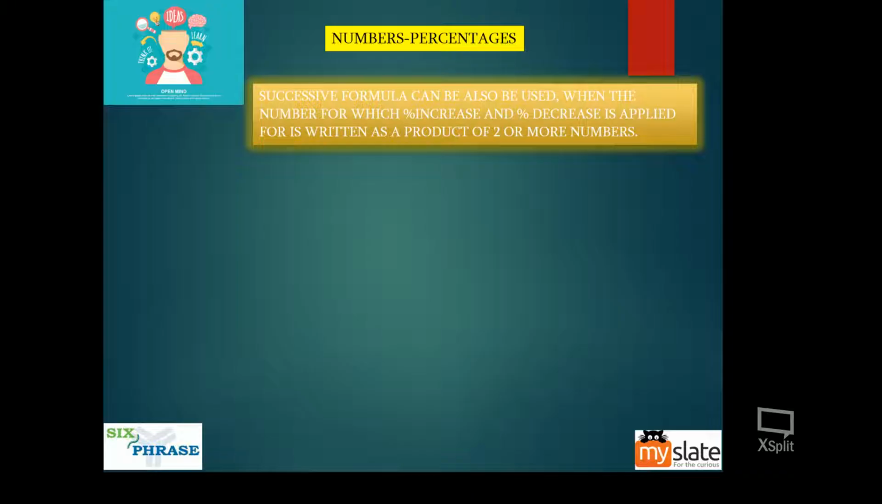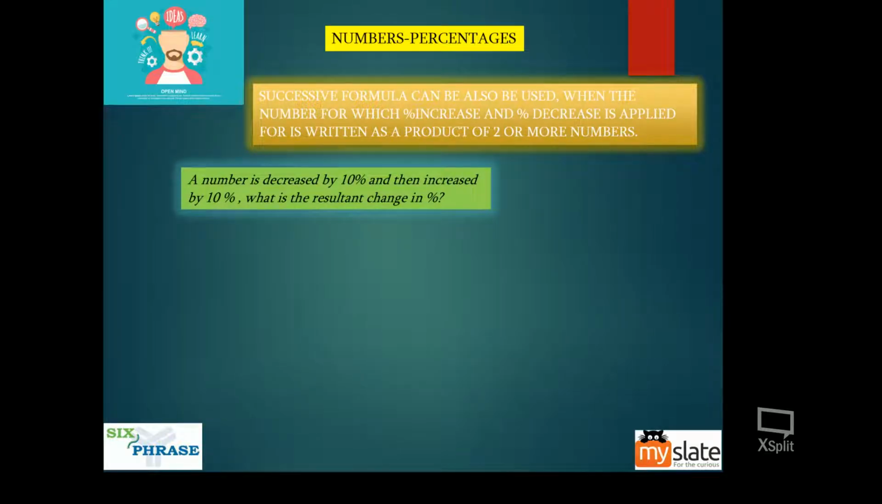You increased 10 percentage of 100 and then decreased that by 10 percentage, right? So the number on which the percentage changes were applied was 100. In the previous examples it was 100. Now that number could be written as a product of two or more numbers. By that what I mean is, I'm going back to the same example, guys. A number is decreased by 10 percentage and then increased by 10 percentage. What is the resultant change in percentage?